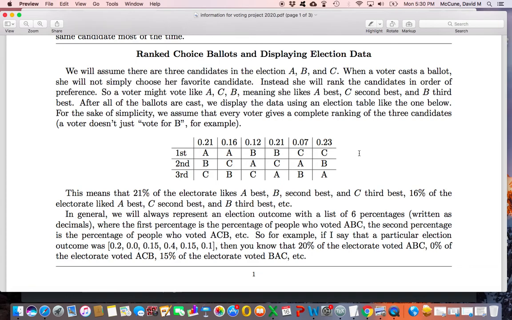Okay, welcome back. Now that we have set up the problem, we now need to define all of our terms. What is instant runoff voting? What is a spoiler candidate? And so on. Okay, so first let's talk about how you even store or display election data.